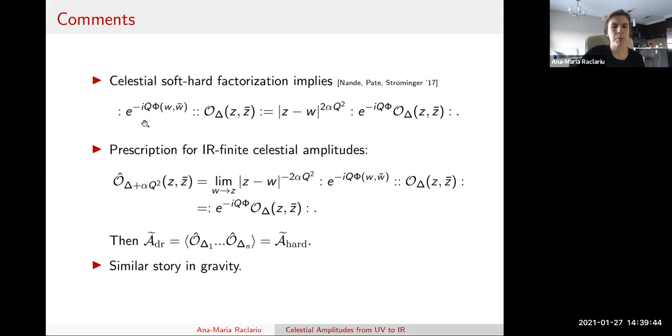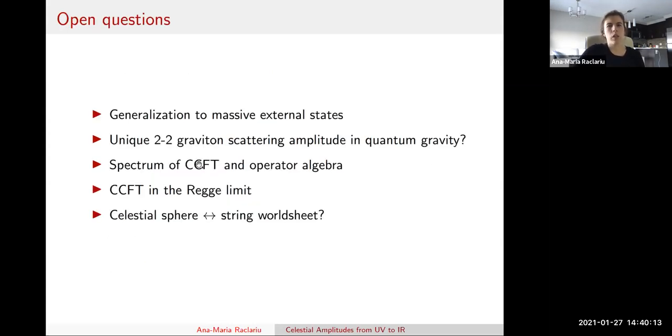That implies some sort of OPE between this exponential of the Goldstone and some undressed operator of this form. One can then consider the normal ordered version of this expression and define these O hat operators in this way. One can show that this then just reproduces the hard part of the celestial amplitude. And one can also show, by a very similar calculation, that everything holds in gravity as well. So, I think I'm running out of time.